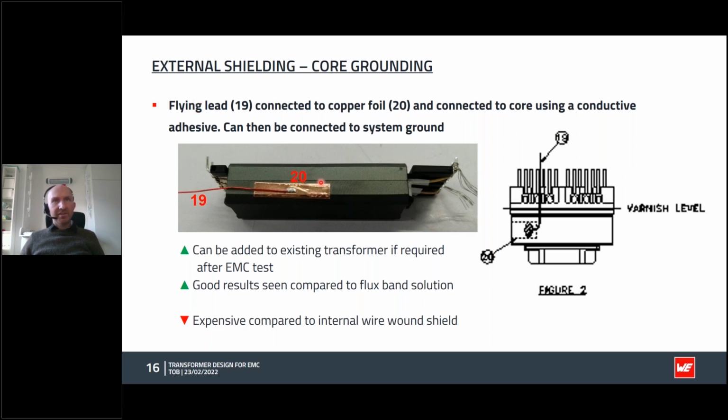So if we have a fail in the EMC house, this one can be implemented afterwards. Again, it's not the cheapest thing to do, and it's quite a manual process again. So if we don't need it, we wouldn't use it.